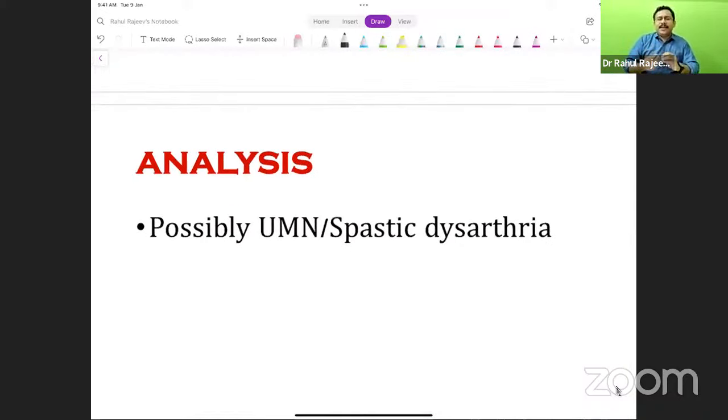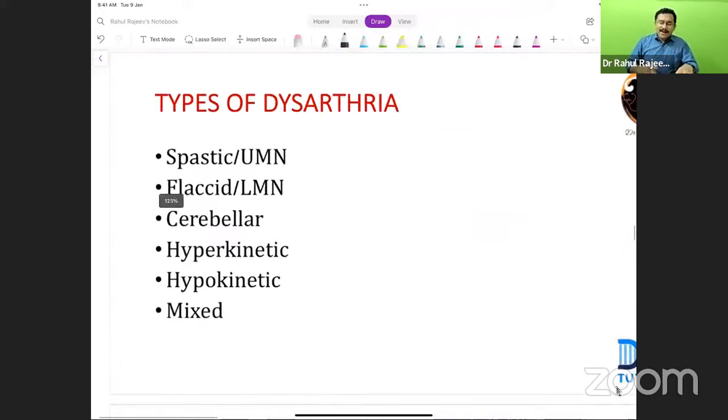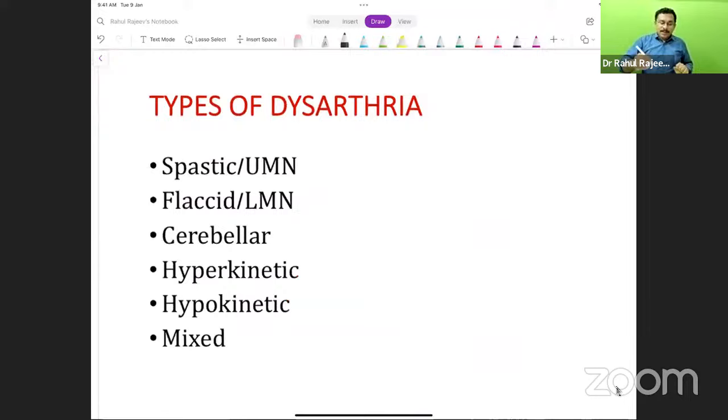And what sort of a dysarthria? UMN dysarthria or spastic dysarthria. Sir, what is this, sir? UMN dysarthria, what is that? Well, there are different types of dysarthria. You have the upper motor neuron dysarthria or spastic dysarthria, flaccid dysarthria or LMN dysarthria, cerebellar dysarthria, hyperkinetic dysarthria, hypokinetic dysarthria, and mixed dysarthria. My dear students, are you all with me? If you feel sleepy, just have a cup of water or tea, coffee, whatever you have there.